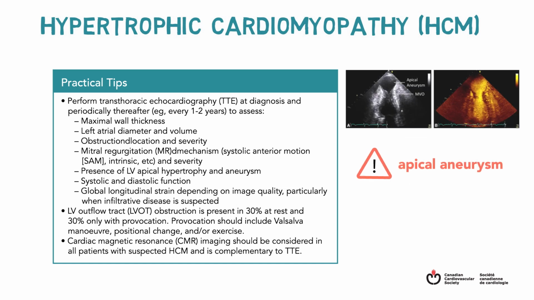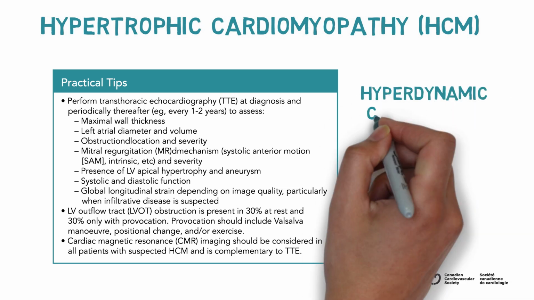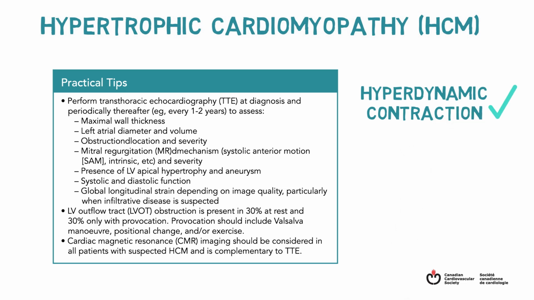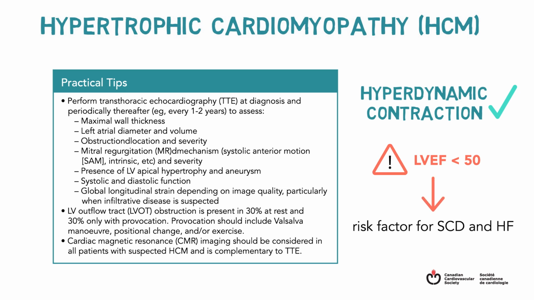The presence of an apical aneurysm should be reported because of the potential implications on arrhythmogenic and thromboembolic risk, including consideration of oral anticoagulation. In terms of systolic function, hyperdynamic contraction is the hallmark of HCM, especially early in its natural history. Therefore, even an ejection fraction of 50 to 55% might represent early impairment of ventricular function.